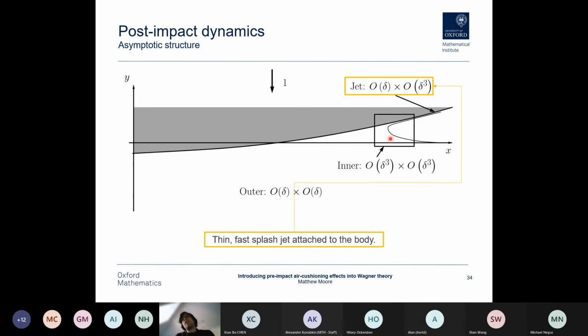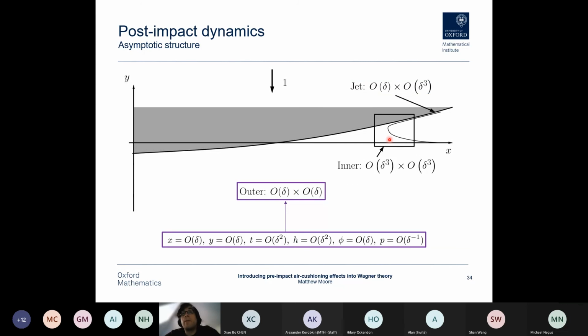And then finally, you have the jet itself, which is just a thin, fast jet that we're going to assume is attached to the body for the purposes of today's talk. In fact, we're not going to be thinking about the jet very much at all. We're just going to concentrate on the outer and inner problems here. So just to think about the outer problem first, in this region, essentially, these are the scalings we already had.